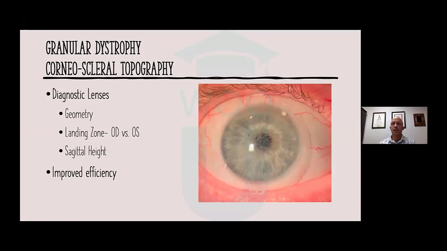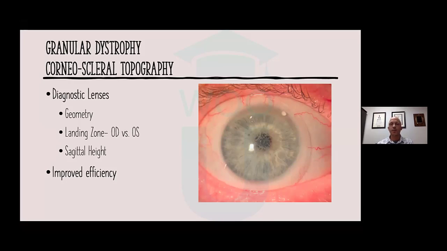So again, using corneal scleral topography, even for a diagnostic lens fit, we can use those measurements to determine the geometry of the cornea, or at least of the scleral lens that we're going to use, either oblate or prolate, depending on the corneal shape. Then also the landing zone.